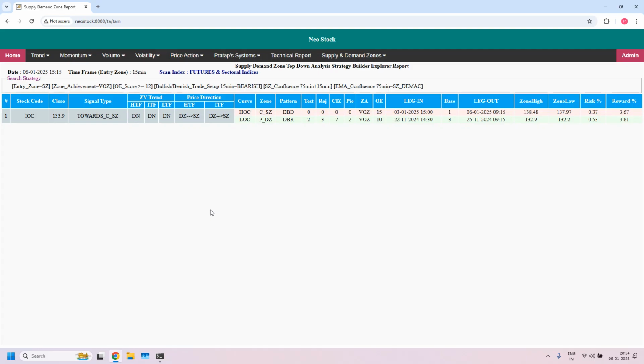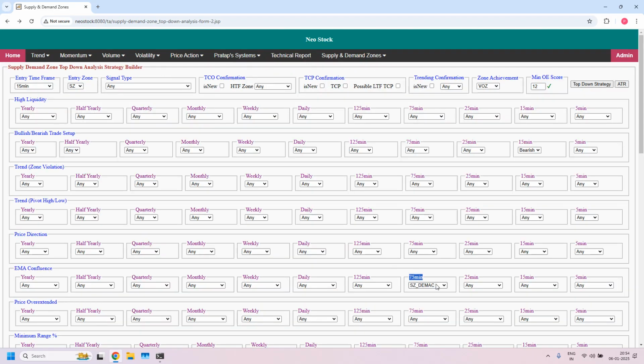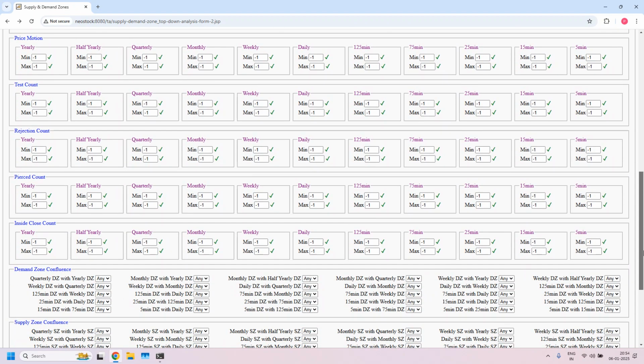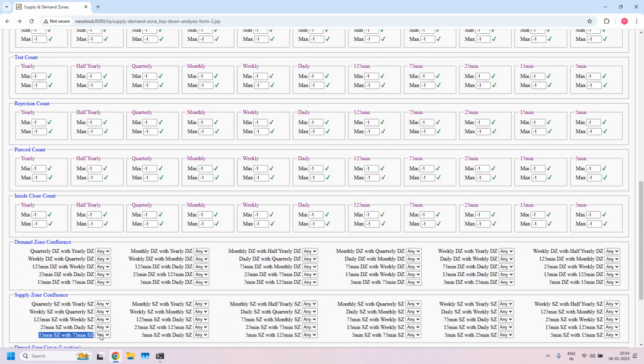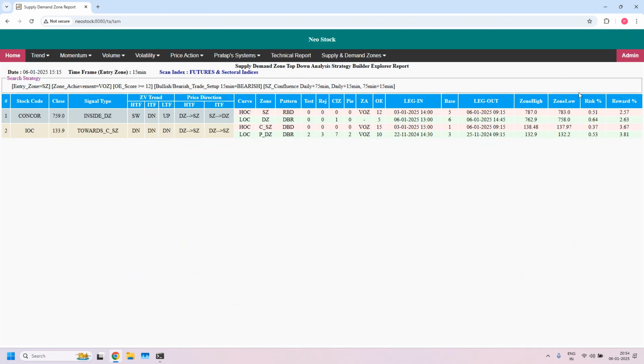Okay, next let us look for LTF, ITF, HTF supply zone confluence. I am removing the EMA filter. So in the supply zone confluence, we should set 3 filters. First filter is already enabled. Second filter, 15 minutes with daily supply zone confluence. Third, 75 minutes with daily supply zone confluence. With all the 3 filters, we got 2 stocks. So these 2 stocks are having LTF, ITF, HTF supply zone confluence.